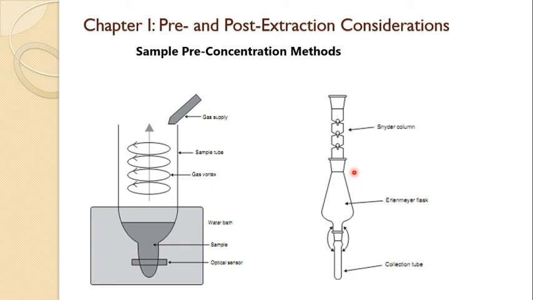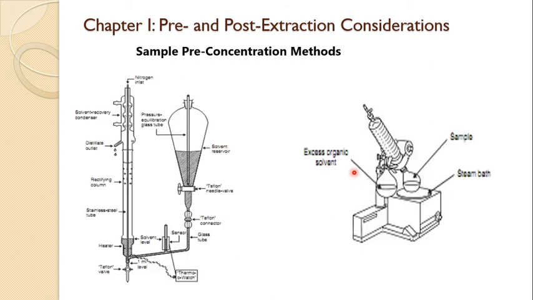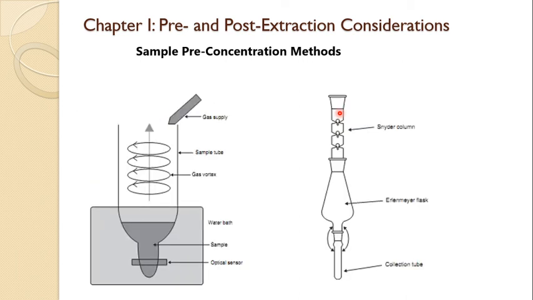The last point is the sample pre-concentration methods. In sample pre-concentration, these are the two important methods: the first one is the rotary evaporator, and the second is the gas blow down method. Here is the schematic diagram of evaporation concentration.